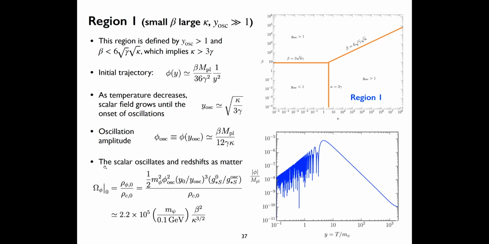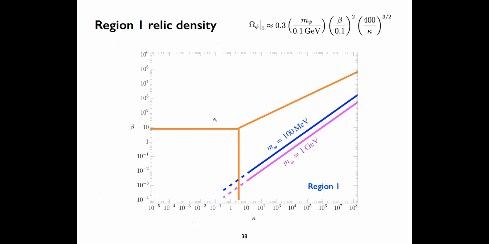Okay, and then we go ahead and calculate the relic density. We calculate the energy density, we account for the dilution due to the redshift, and then we divide by the critical density, and we get this expression. And we can see that it scales as the fermion mass times beta squared over kappa to the 3/2. And so we can make a plot in the kappa beta parameter space, and that's shown by these lines for two different fermion masses. And so all along this region, we could get the right dark matter relic density.